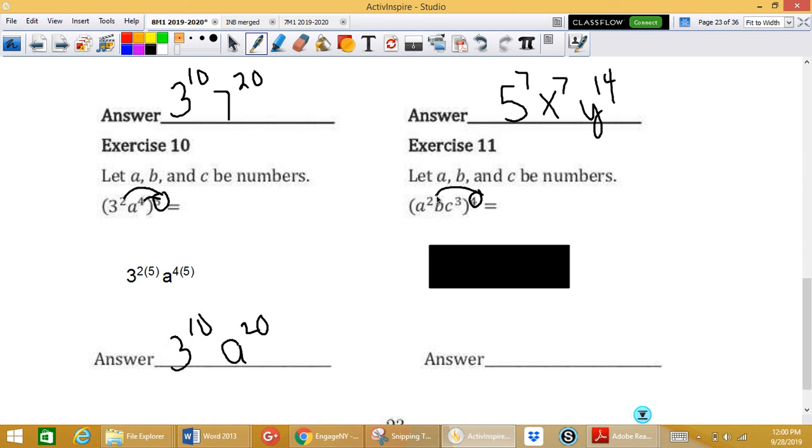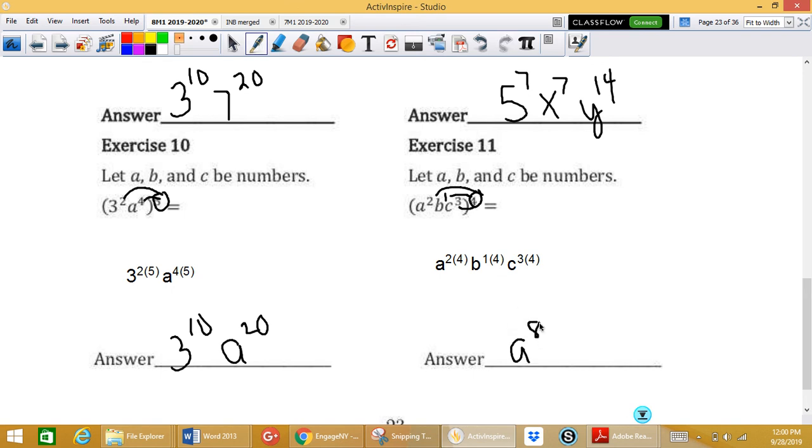This 4 needs to go to the squared, to the 1, and to the 3. So we have a squared to the 4th, which is a to the 8th, b to the 1st to the 4th, which is b to the 4th, and c to the 3 to the 4th, which is c to the 12th.